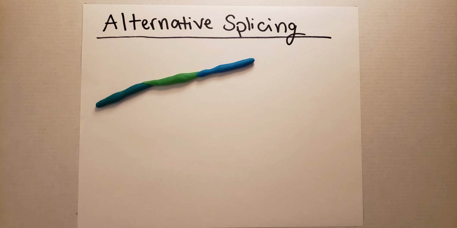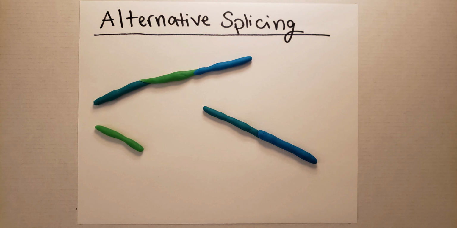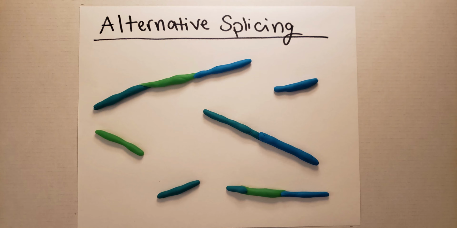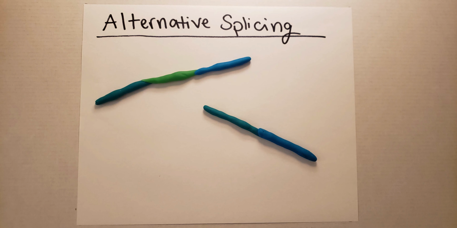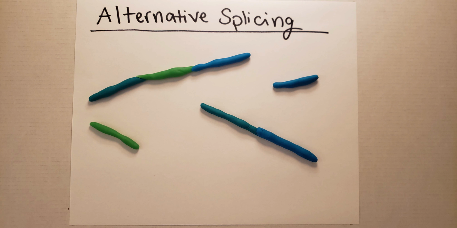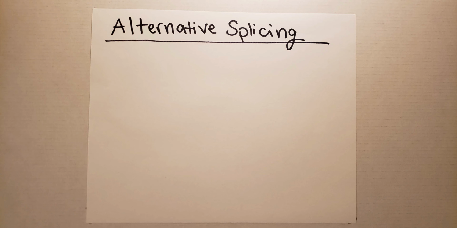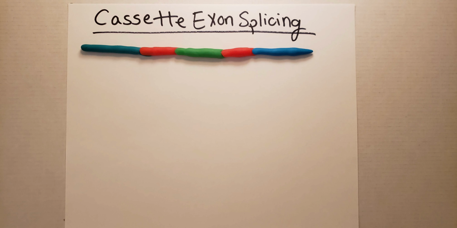In the three different kinds of alternative splicing, things happen a little differently. Different combinations of exons are included in different splice sequences. The first kind of alternative splicing we will discuss is called cassette exon splicing.